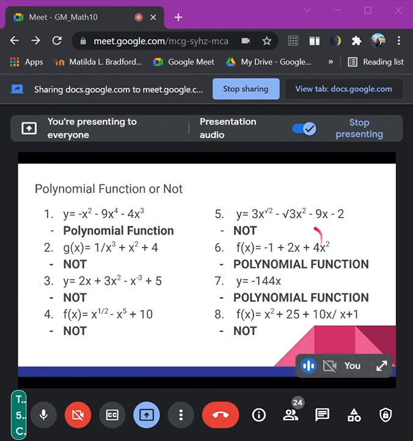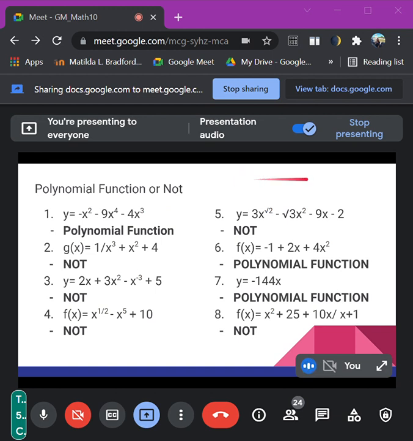Okay. So, we have here more examples for polynomial function or not. Y is equals to 3x raised to the power of square root of 2 minus square root of 3x squared minus 9x minus 2. That is not because naa siya exponent nga naa sa radical symbol. So, class, if ever ang given dito is square root of 3 ra siya, square root of 3 and then wala na apil ang x squared. That is still polynomial function.